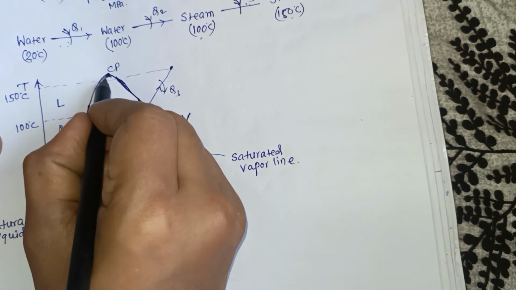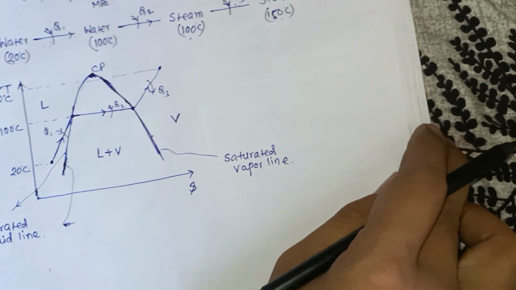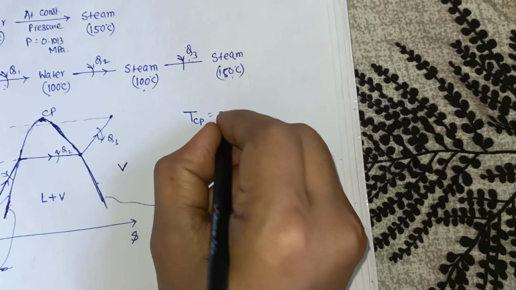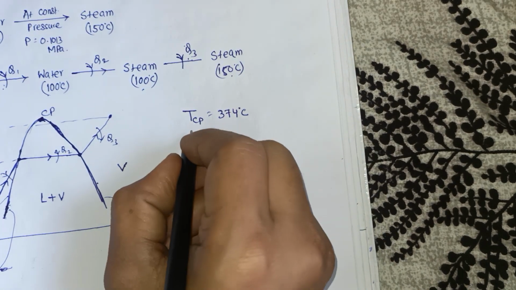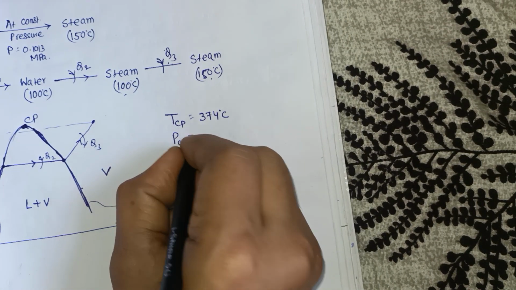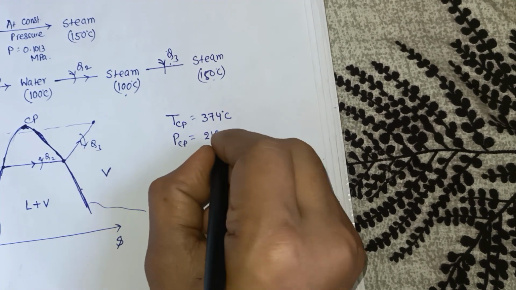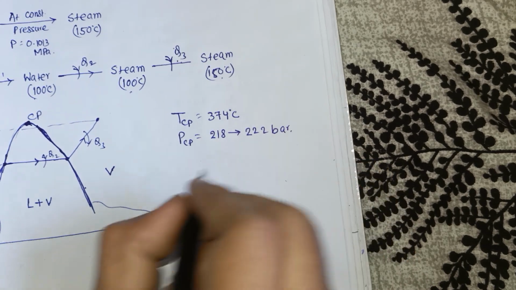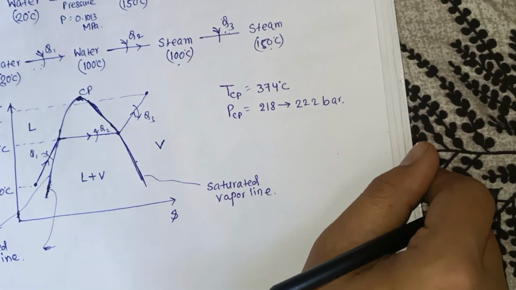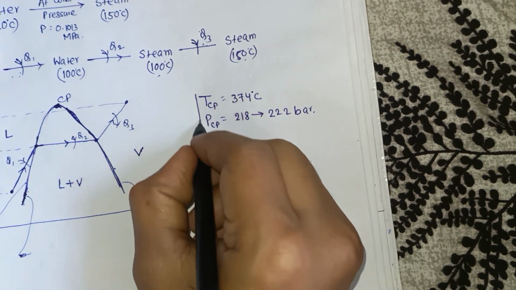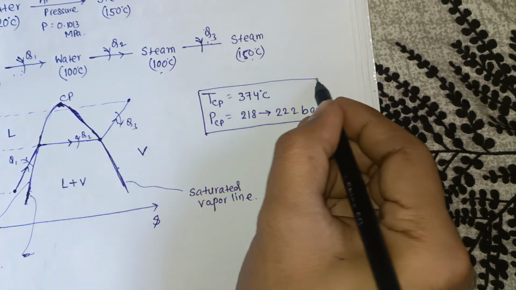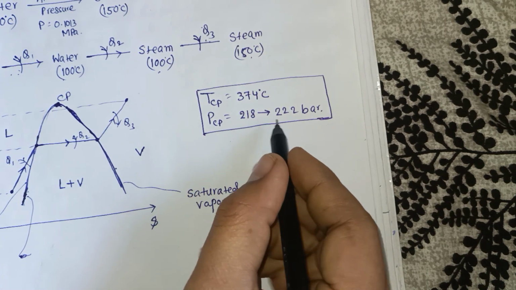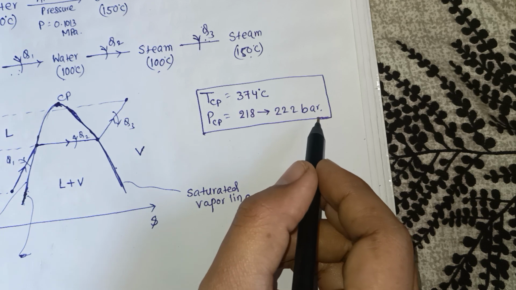Now this is the critical point. Remember that the critical point temperature is 374 degrees Celsius, and the critical point pressure is 218 to 222 bar. You have to remember these values. So critical point temperature is 374 degrees Celsius, and critical point pressure is 218 bar to 222 bar.